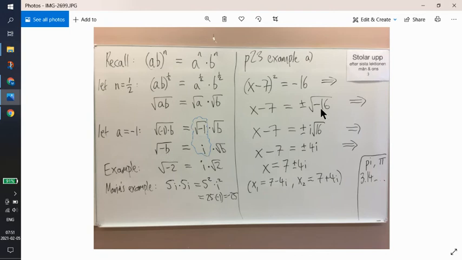We would normally view this as -b, where we're viewing the b as representing a positive number, and that is equal to i times the square root of b. And now because b is a positive number, this part is real, so we have some real number multiplied by i. In this case, the square root of 16 is 4, so it comes out as 4i there.